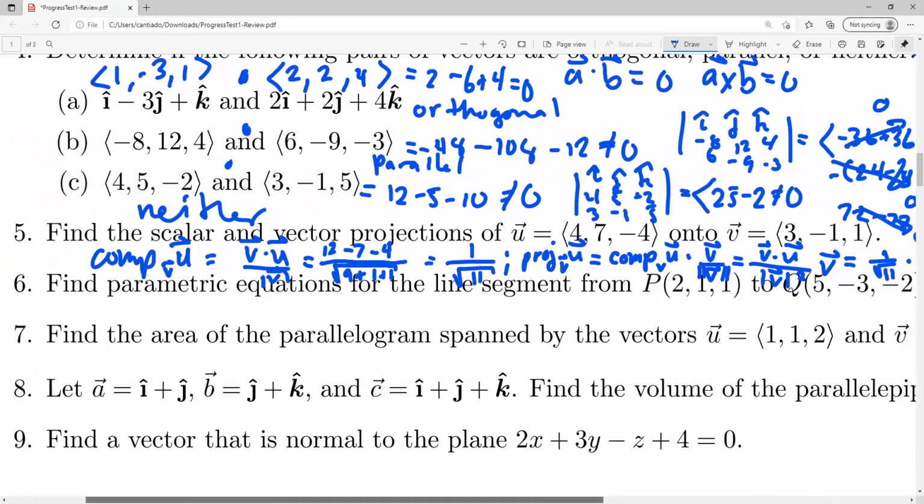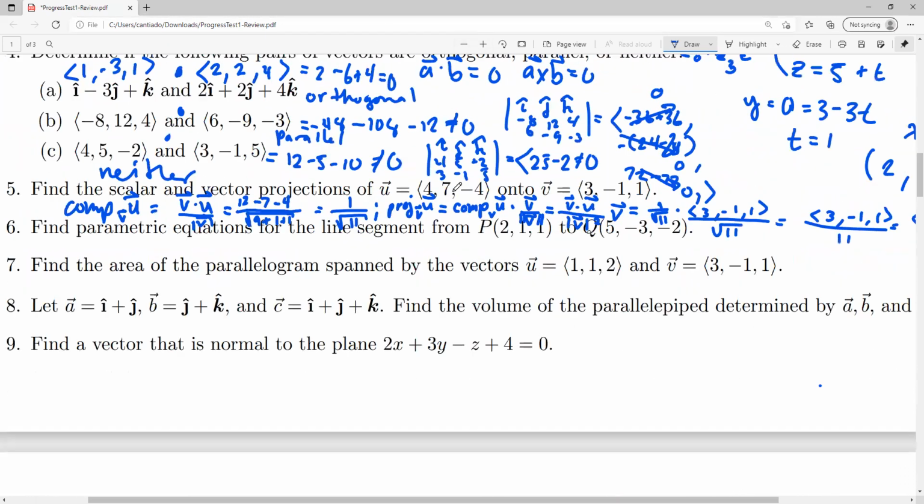Find parametric equations for the line segment from P to Q. Okay, so if we remember what the equation of a line requires, you're going to need your direction vector V. And your direction vector V, in this case, since we have 2 points, we can just take the vector from P to Q, right? So if we do the vector P to Q, that's going to be 5 minus 2 is 3, -3 minus 1 is -4, -2 minus 1 is -3. And this is our direction vector V.